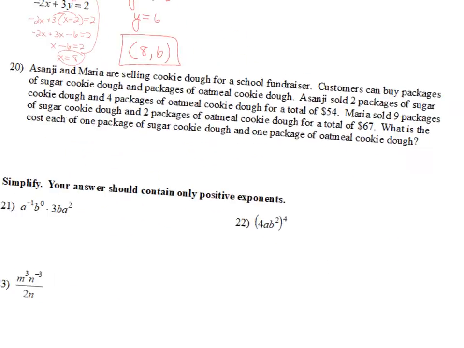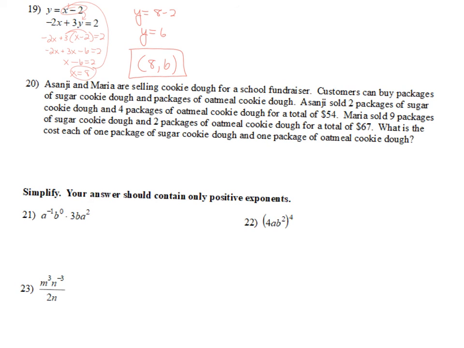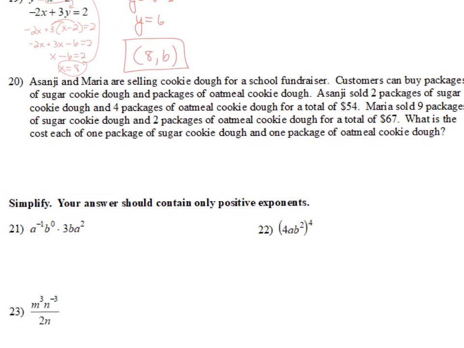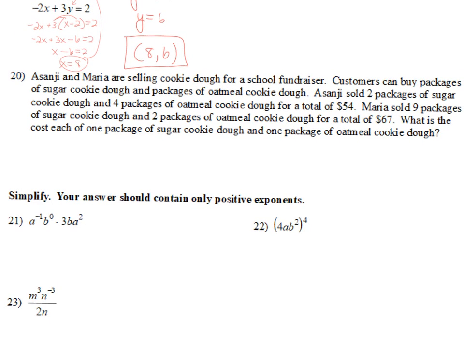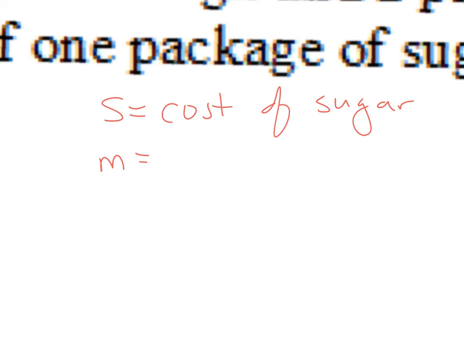Okay, so we've got a word problem here. We're looking at sugar dough cookies and oatmeal cookies. Remember, each sentence a lot of times is an equation here. So I've got 2 packages of sugar cookies, 4 packages of oatmeal, total 54. As far as my variables go, I'm going to use S for the cost of sugar. And I'm not going to use O, I'm just going to put an M for the cost of oatmeal, only because I don't want my O to look like a 0.